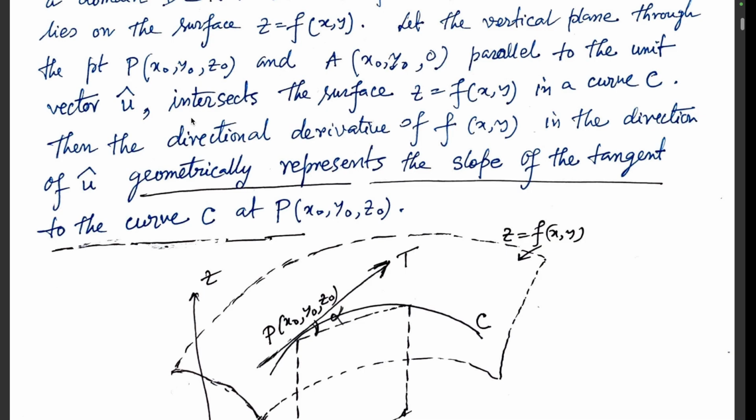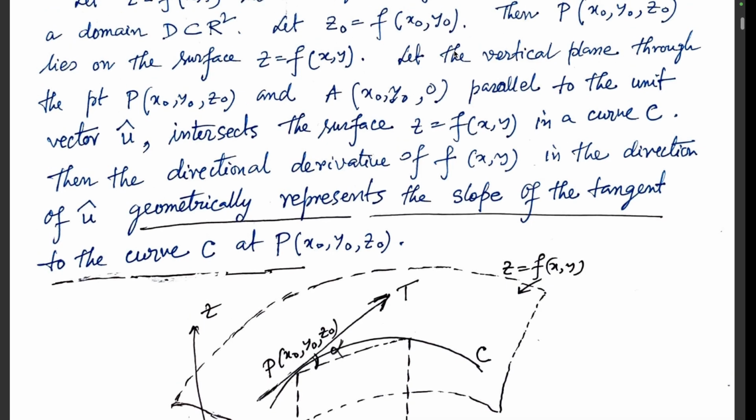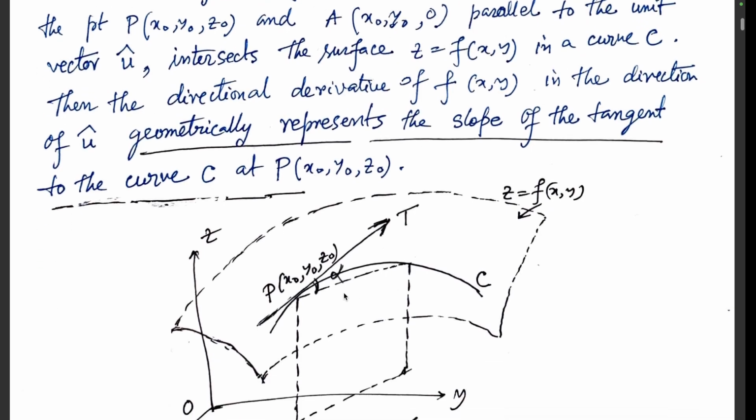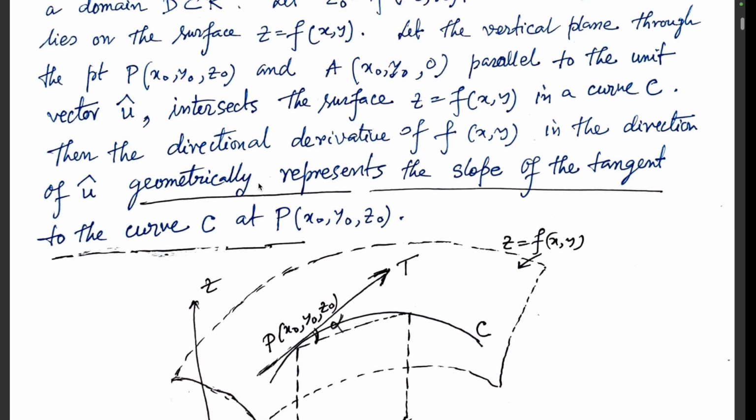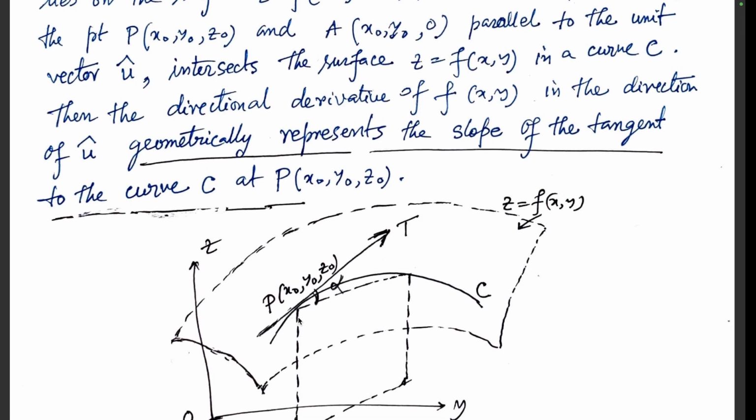So we consider a vertical plane, parallel to the unit vector u cap, which intersects the surface z equal to f(x, y) in a curve C. So this plane parallel to the unit vector u cap cuts the surface in this curve C. This is the curve C.